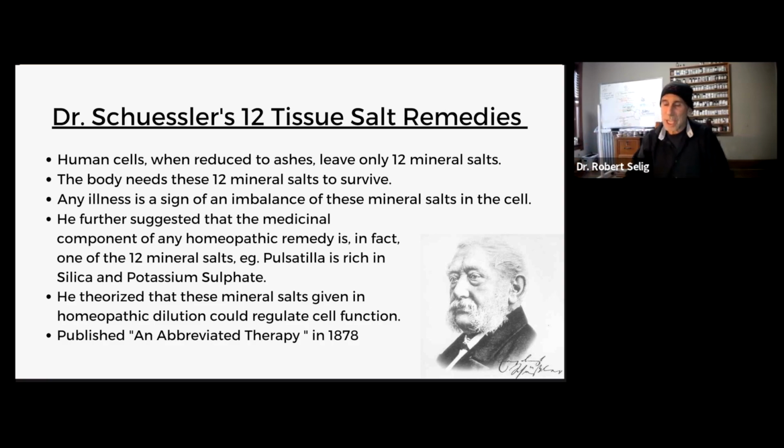And so he knew that in the ash content, basically, we're mostly made up of the 12 tissue salts. And so we know there's other things in there that you can find, the trace elements. You can even find the toxic elements, arsenic, lead, cadmium, mercury. You can also find radioactive elements in the ash.